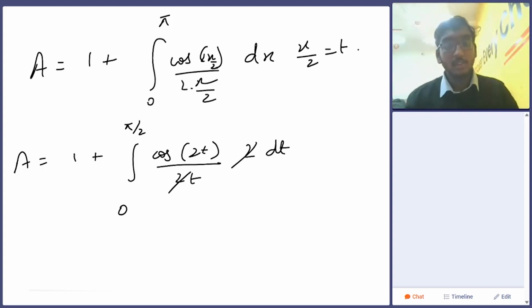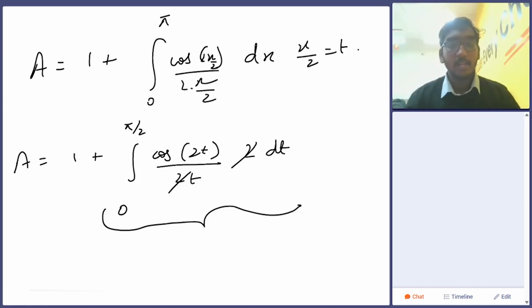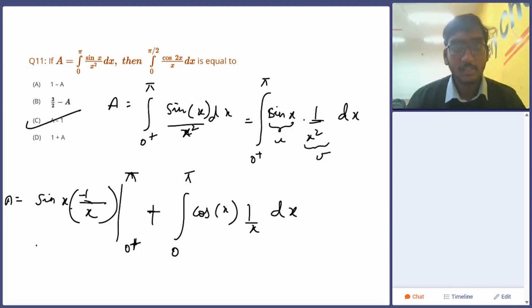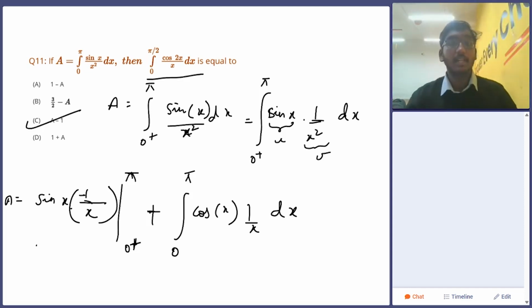So this is what your question is. They are asking the value of this particular integral in terms of A. That will be A minus 1. A minus 1 will be the answer. This is the integral they are asking, in terms of A.